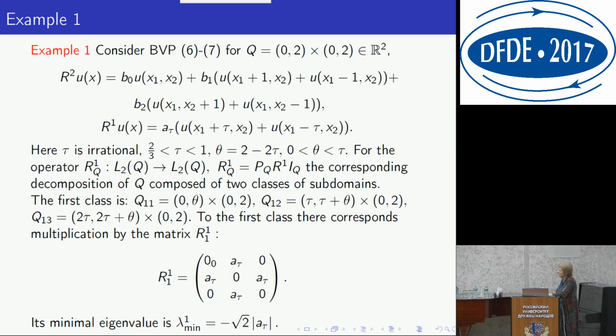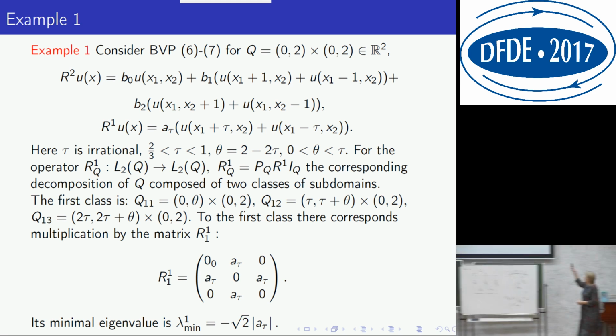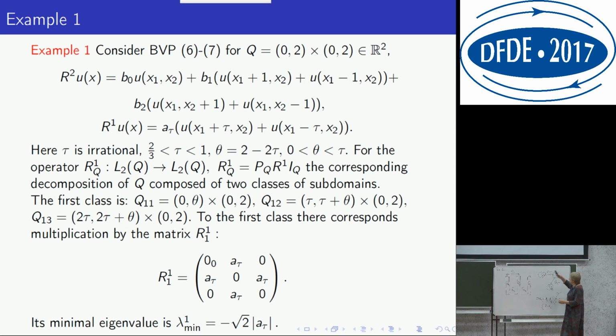Вот пример 1, он же на досочке. Два разностных оператора. Тау – иррациональное число, меньше единицы, больше 2/3, в этом диапазоне. Строится разбиение для первого оператора отдельно. По сути дела, вот оно. The decomposition is only constructed for the first operator.